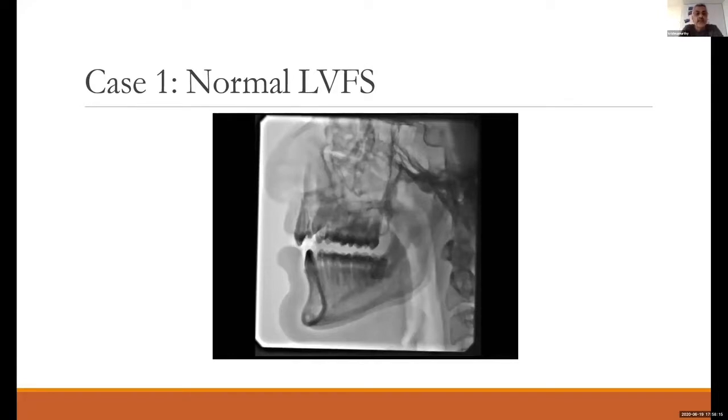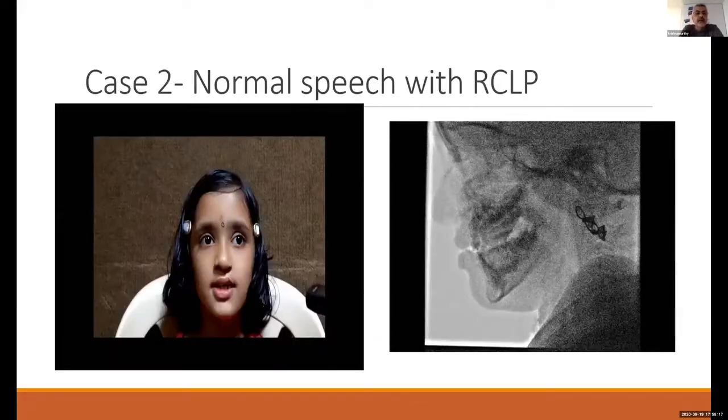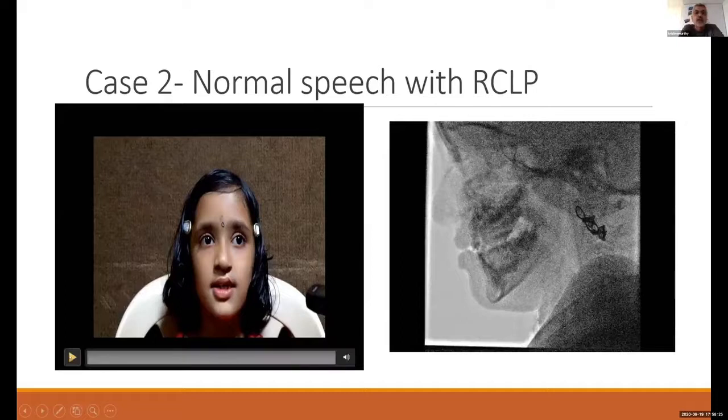Next slide, please. So here are certain samples of video fluoroscopies along with some speech samples as well. I did not know what RCLP was for a long time. This is in the speech pathologist lingo. It is repaired cleft lip and palate. So a speech and a video fluoroscopy, which is normal.